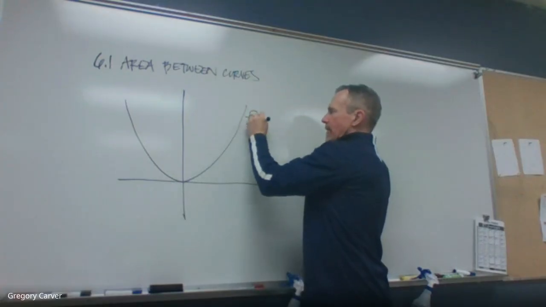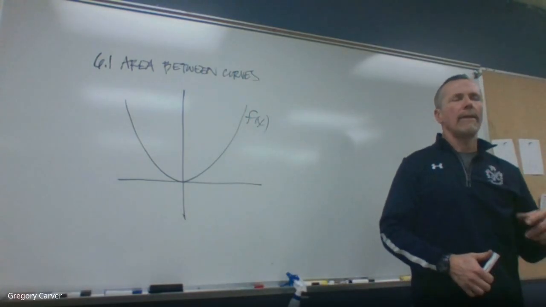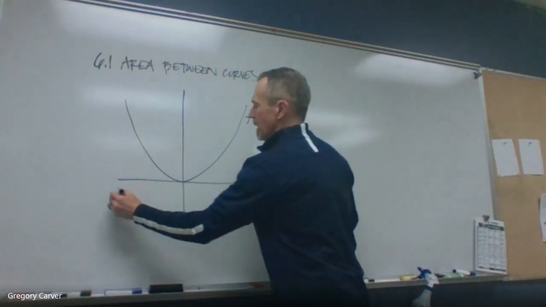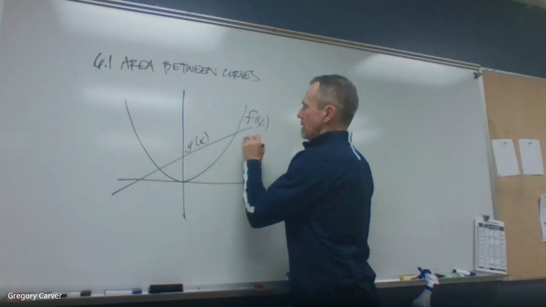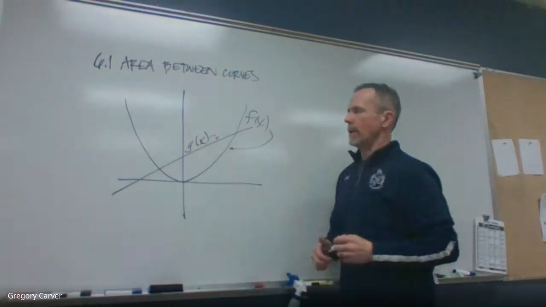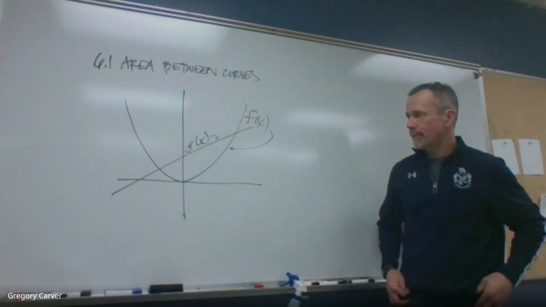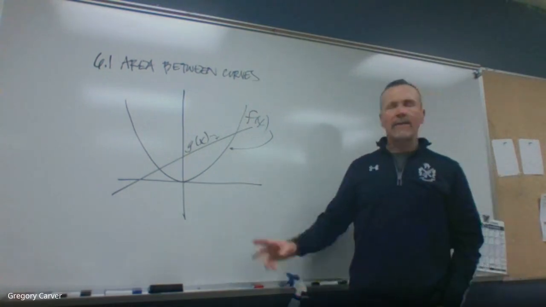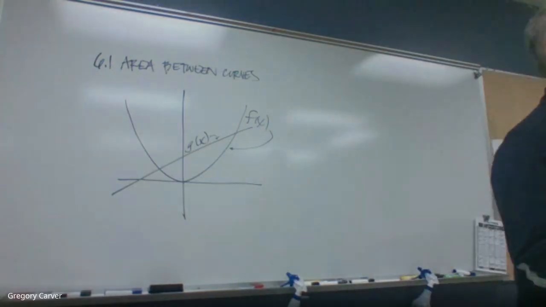So let's call this f of x, just a parabola opening upward. And then the second curve you're going to get is something like a straight line. We'll call this g of x. So f of x is this curve, g of x is that curve right there. And what you're looking for is the area between the two curves. So it's kind of like this moon shape in there. That's what you're looking for, right?